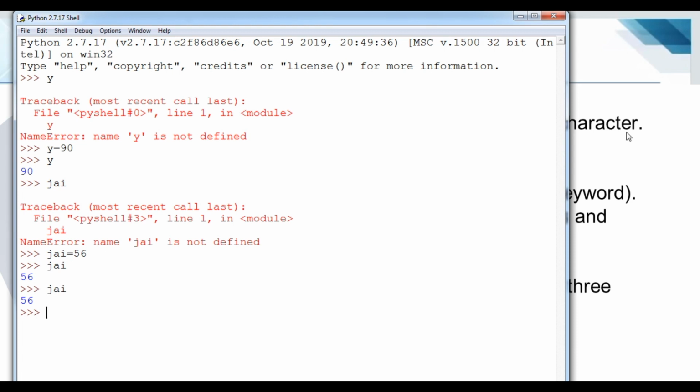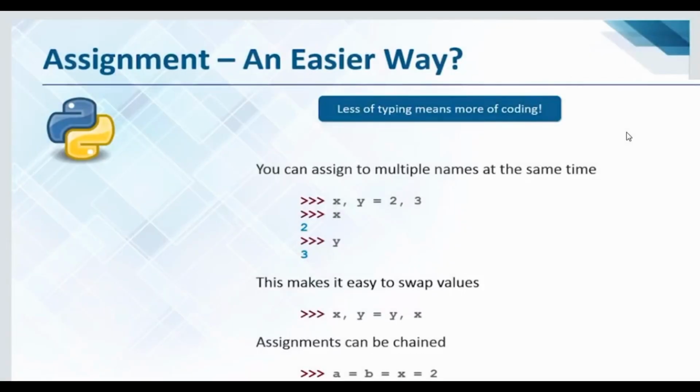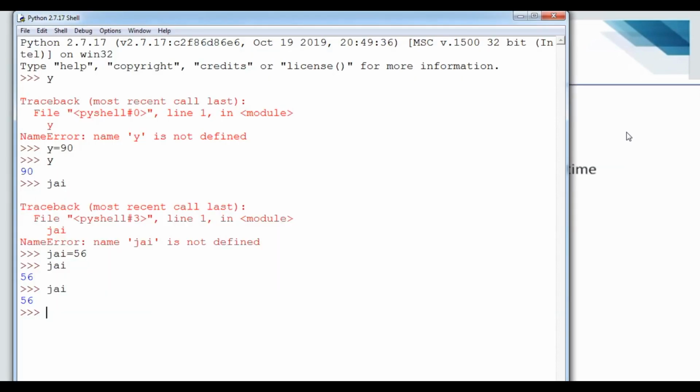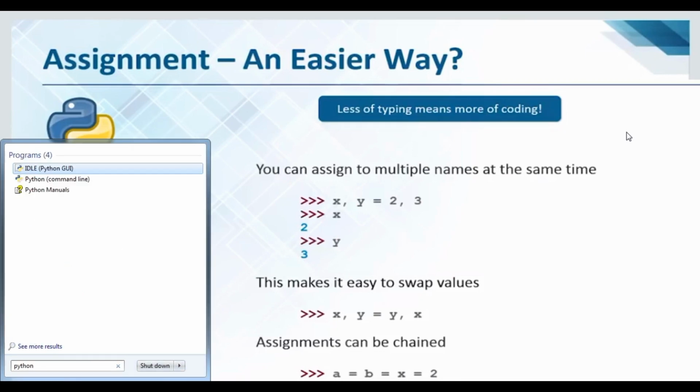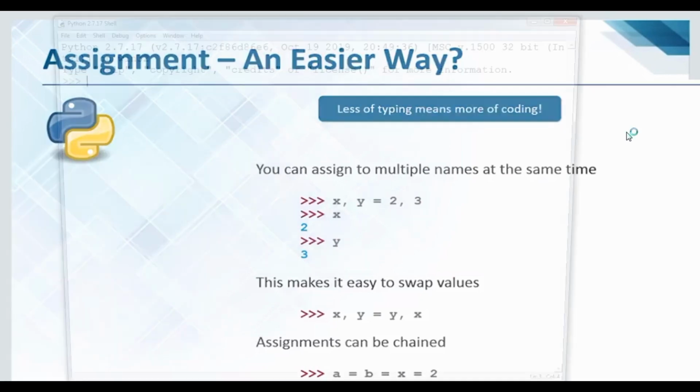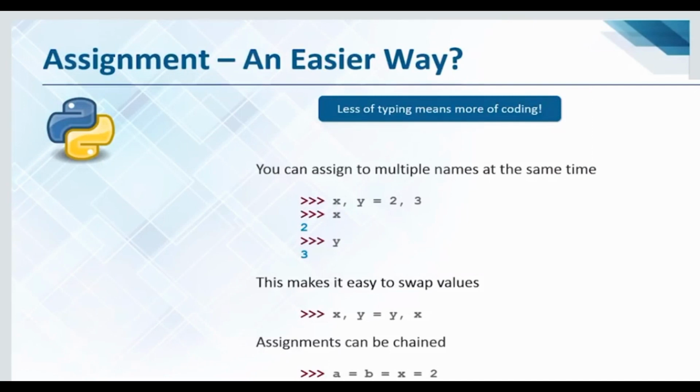Now next thing we have to understand is assignment and an easier way. Okay students, what is assignment? Assignment is a way by which we can store a value in a variable. Now we are going to do the same thing, so I am going to open Python again in shell mode because I do not want to save it for further purposes. I am just here for teaching.